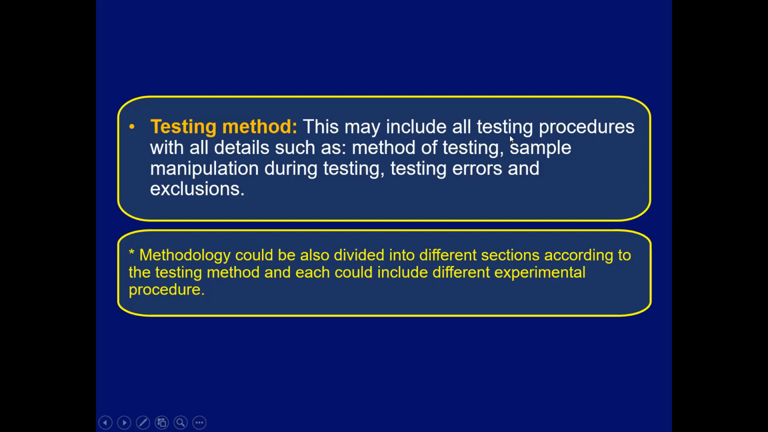The testing method. Regarding the testing, this may include all testing procedures with all details, such as the method of testing, which method you use for testing that material or whatever your topic depends on. The sample manipulation during testing, the testing error sometimes, and exclusion included within the testing. The methodology could also be divided into different sections according to the testing method sometimes, and each could include different experimental procedures.